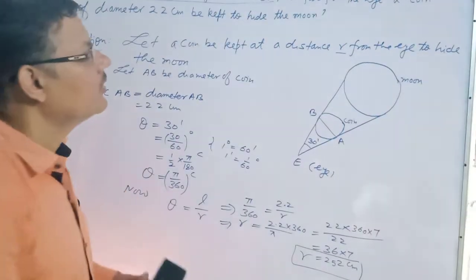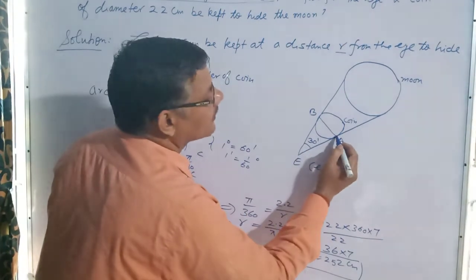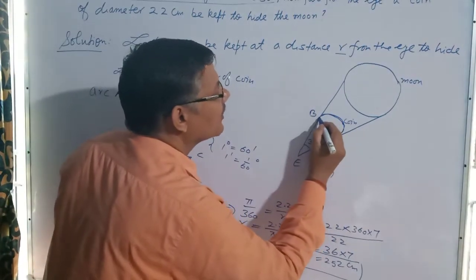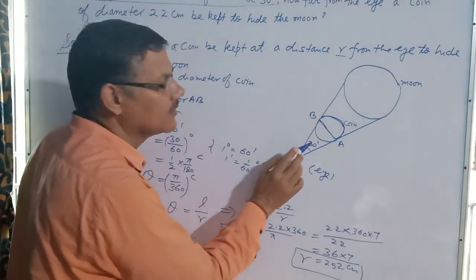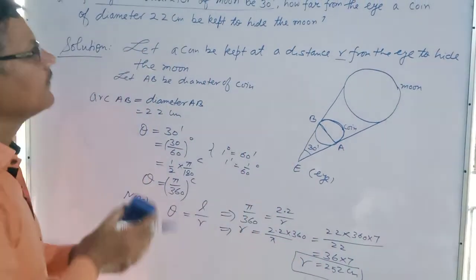So the main thing is to use the length of arc AB as diameter AB, since when the angle is very, very small, this is valid. Okay.